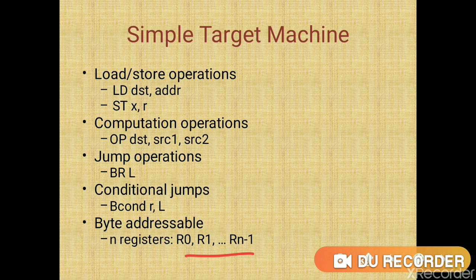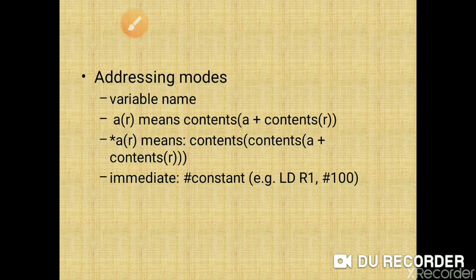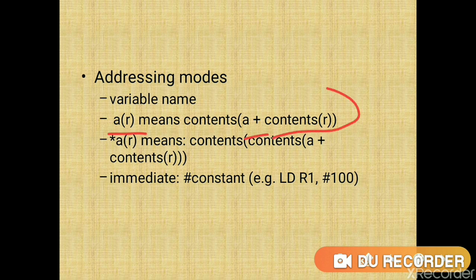So, in a simple target machine model, these are the main operations that we perform: load and store operations, computation operations, and jump operations, the normal jump and the conditional jump. These are the operations that we perform while doing the final code generation in a target machine. Now we will see the addressing modes that we use here. Normally there are some addressing modes, like if you are given a variable name, that is an absolute address, and if you are given a(r), that means the contents of a plus the contents of register r.